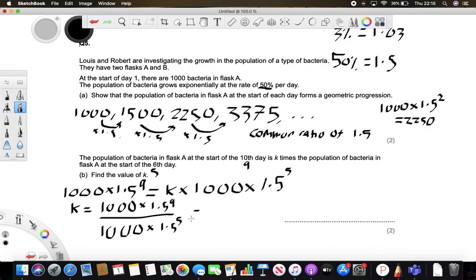We just type that into our calculator and work that out. So we get 1,000 times 1.5 to the 9, and it's that answer divided by 1,000 times 1.5 to the 5. And our answer just comes out at 5.0625. Doesn't say about rounding, so we'll just leave the answer as it was on our calculator.